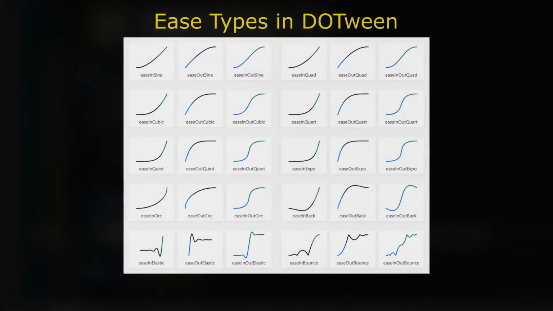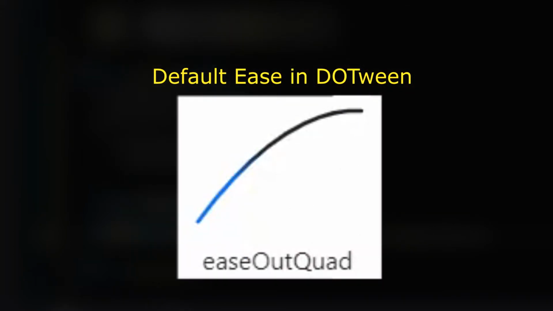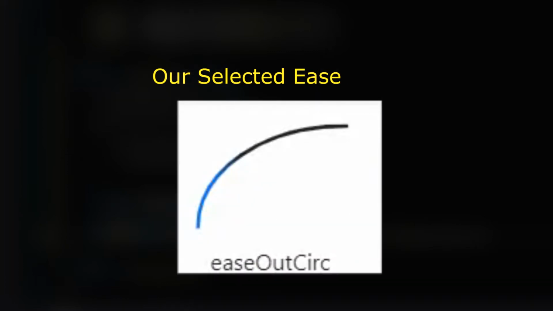Okay, let me briefly tell you about easing in DOTween. The easing will define the percentage of completeness. It will basically say how much percentage of the tween will be completed in the given percentage of time. The default is not linear, as some might think, but outquad. Our selected one is outsurg, which looks like this.